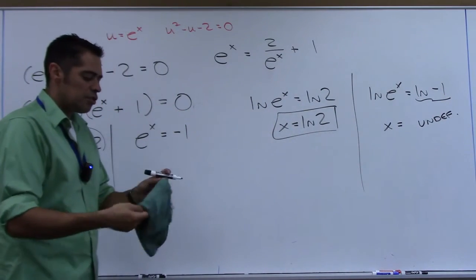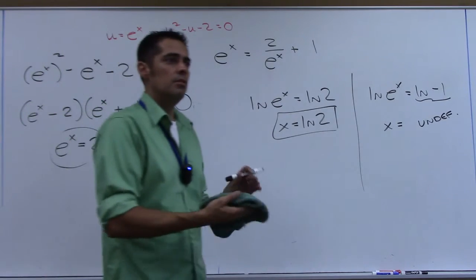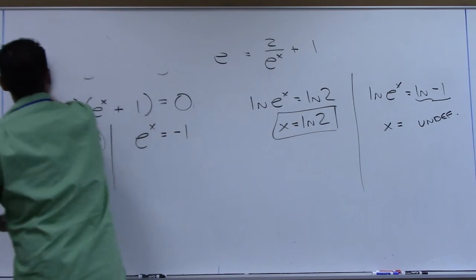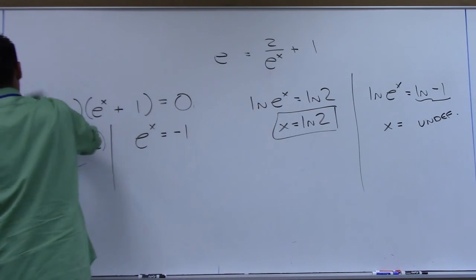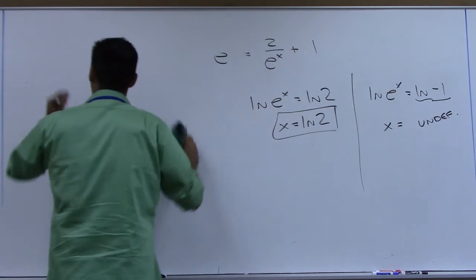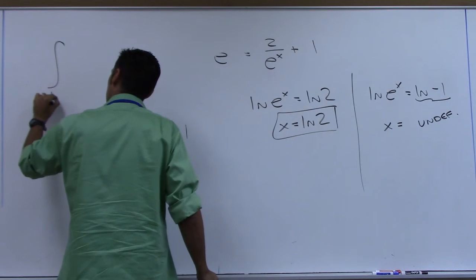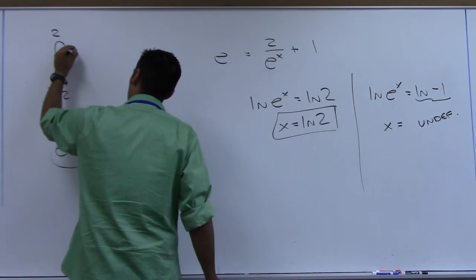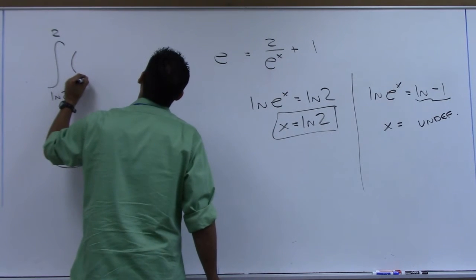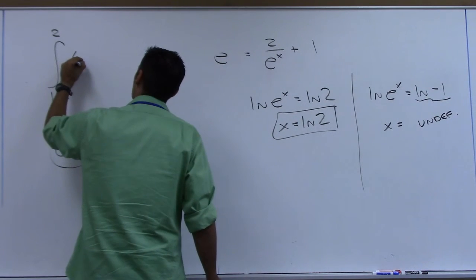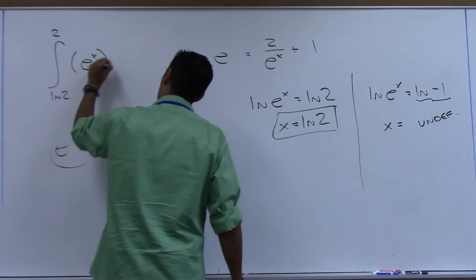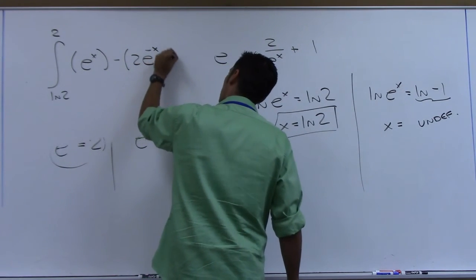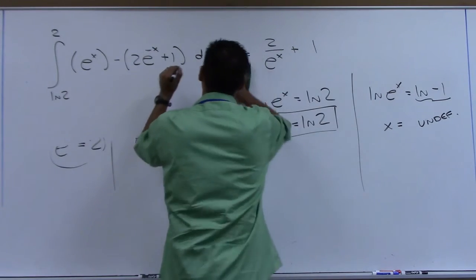So that should finish up the setup for the integral. Right? It should be the integral from natural log 2 to 2 of, I forgot already, was it? It was e to the x on top, e to the x minus 2e to the negative x plus 1 dx.